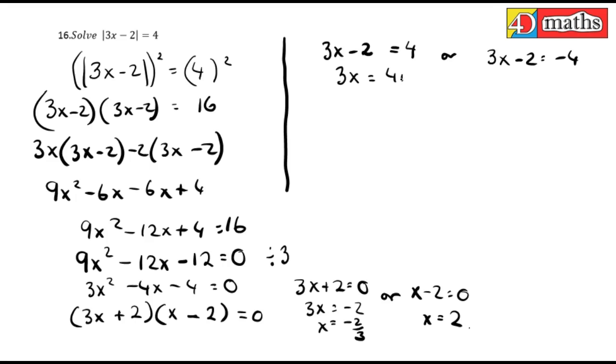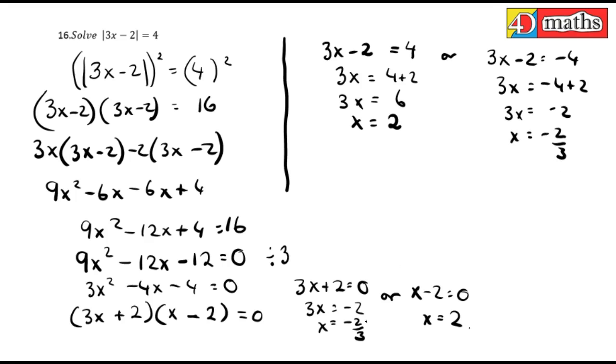3x is equal to 4 plus 2, which is 6. So x is equal to 2. 3x is equal to minus 4 plus 2, which is minus 2. So x is equal to minus 2 over 3. As you can see, both the same answers. So there, that was the answer for the first one. And there was the answer for the first one as well.